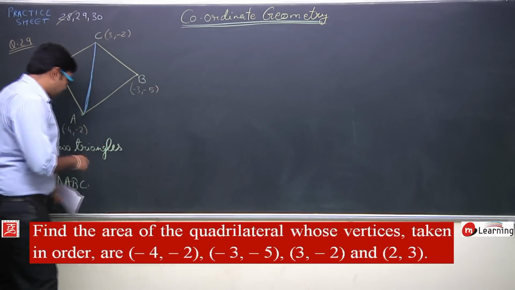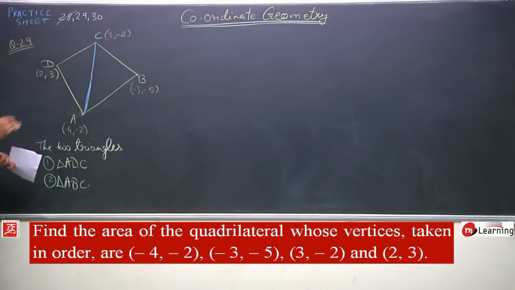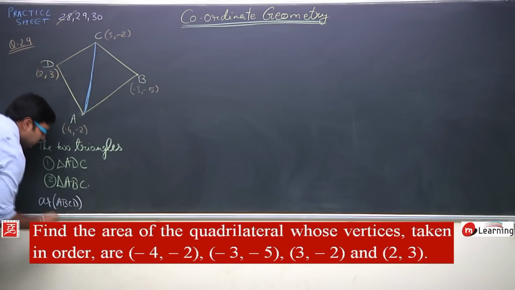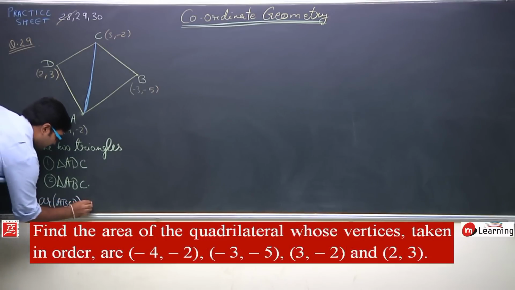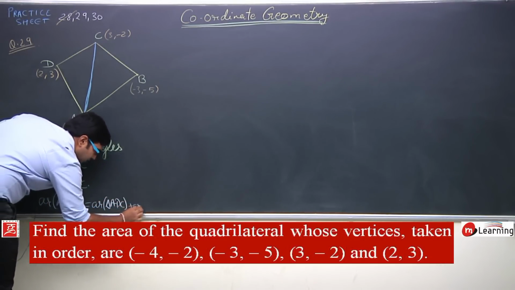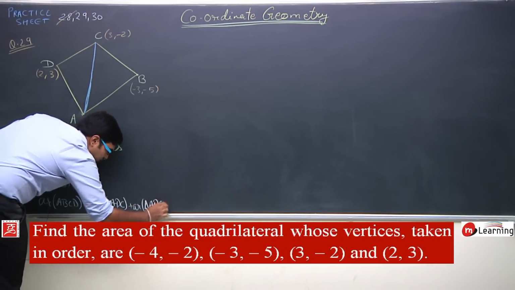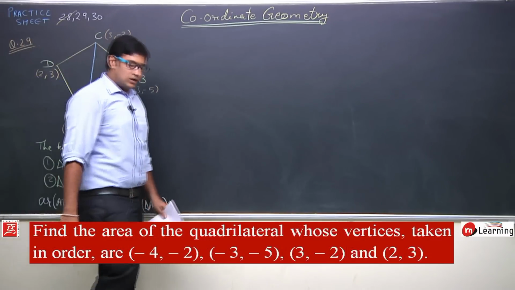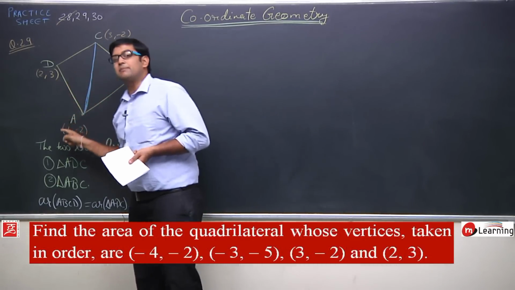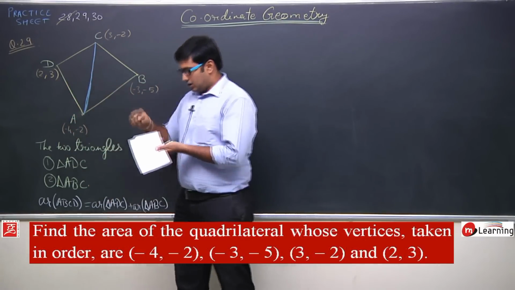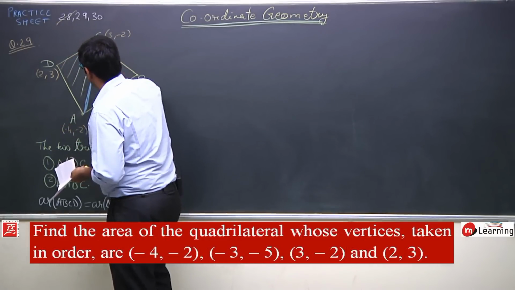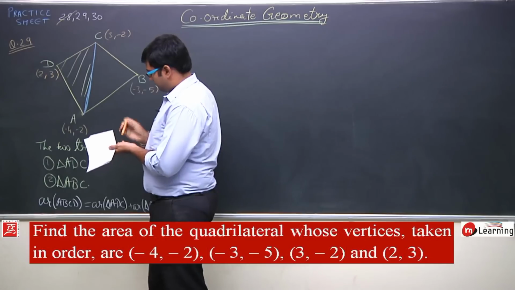So what I can do is, I can see a simple observation that area of quadrilateral ABCD is equal to area of triangle ADC plus area of triangle ABC. I can see a very simple observation that area of this complete figure, this complete quadrilateral, is equal to area of this triangle, this one, plus area of this triangle.